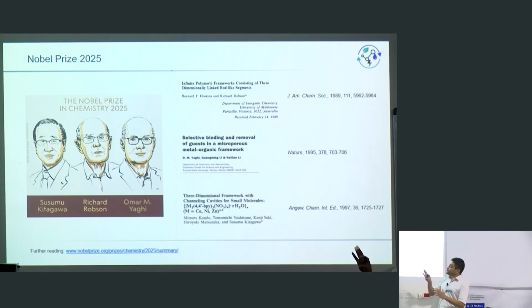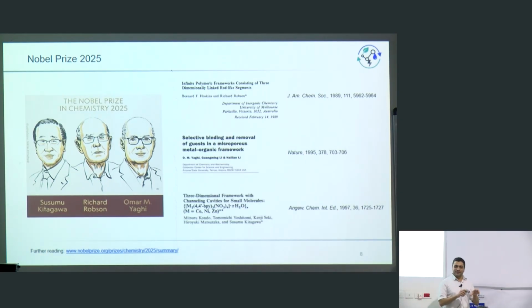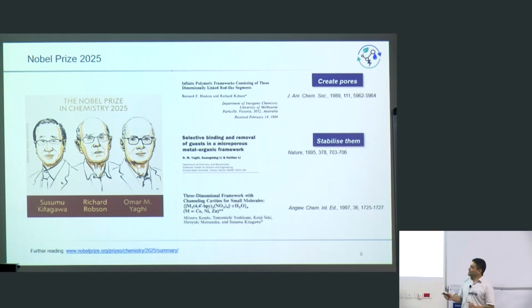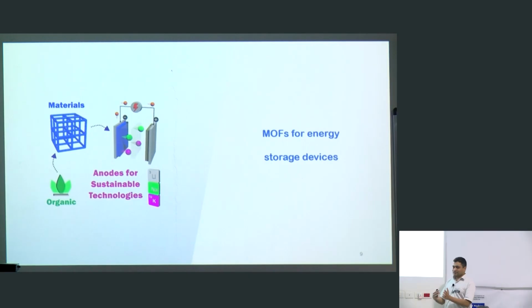You don't have to remember or follow everything, but if you have to take the key ideas from this: amongst the three, Robson showed that pores can be created, Yaghi showed that the pores can be stabilized, and Kitagawa showed that the pores can actually be utilized. They're not just there for the fun of it, right? So with this, I will now shift gears. I'll talk a bit more about how these materials can be applied in different areas or different applications.